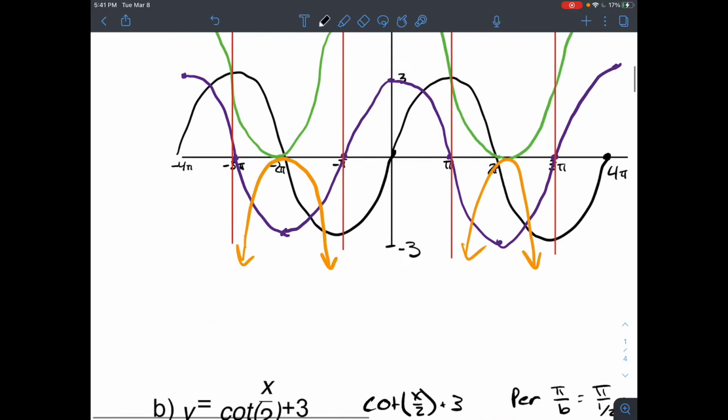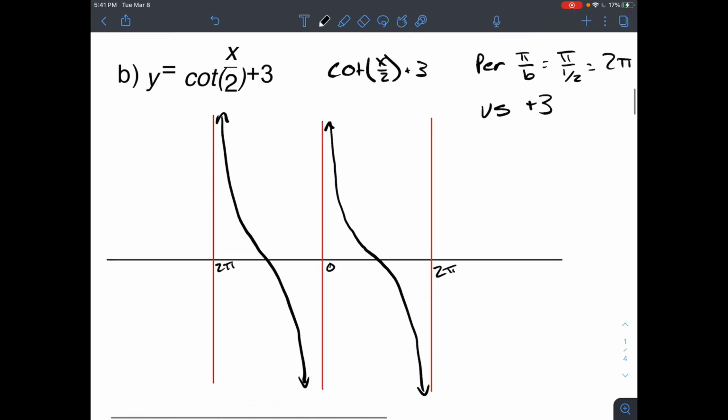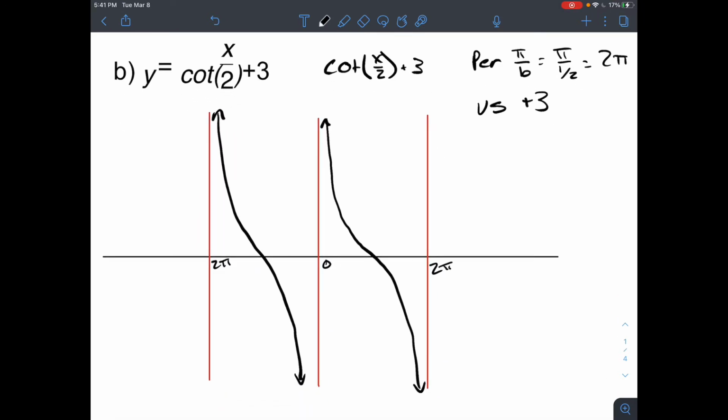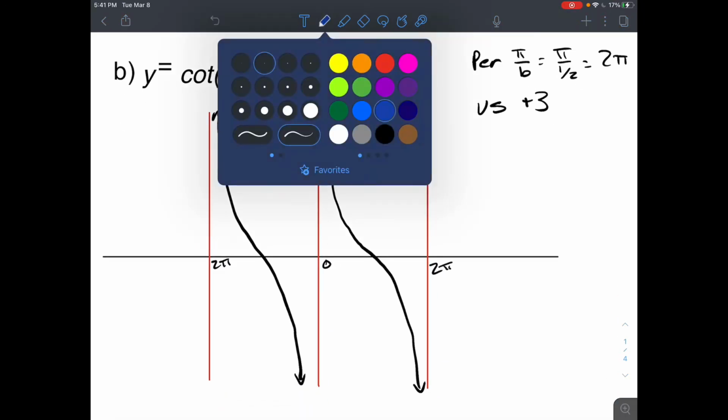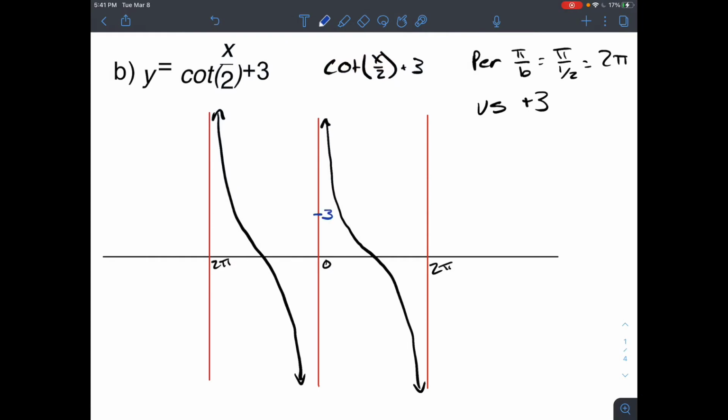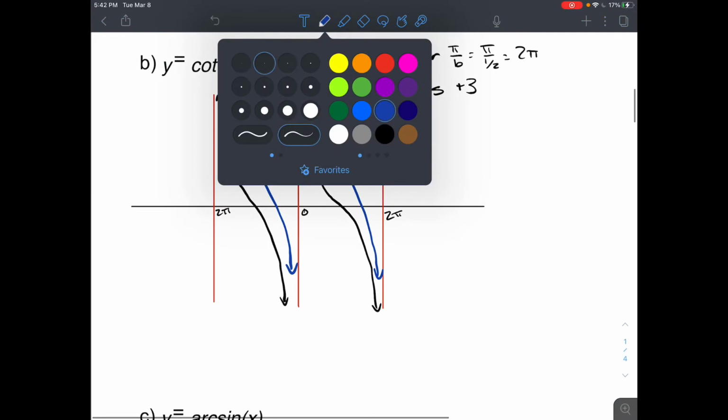I don't know if there was a negative in either of these or if it got taken away, but if there was a negative, all you would do is flip the graph. Now let's talk about moving it up 3. We just have to make our graph go through that point. And then you're good to go. So that is that. Graph of cotangent.